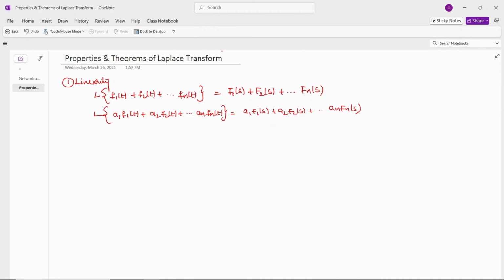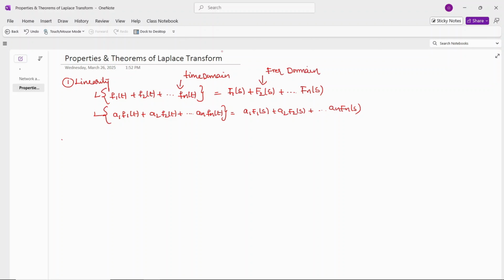This is how to write it. This property of linear addition of time functions is written in the Laplace transform. It's nothing but F1 of s. Here these functions are in the time domain, but here the functions are in the frequency domain. That is the main importance you need to understand while you are transforming.